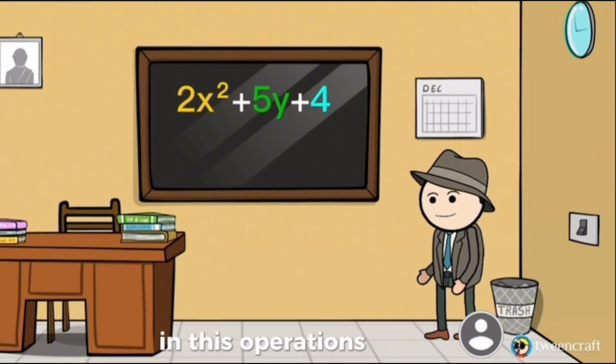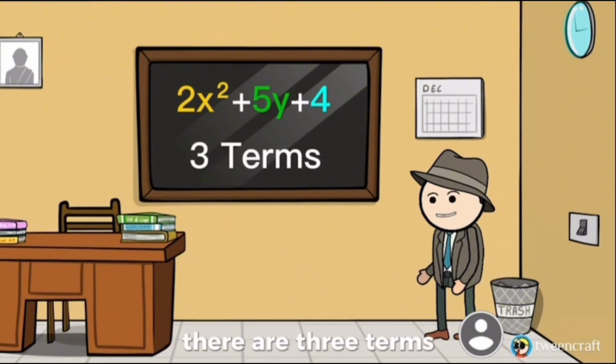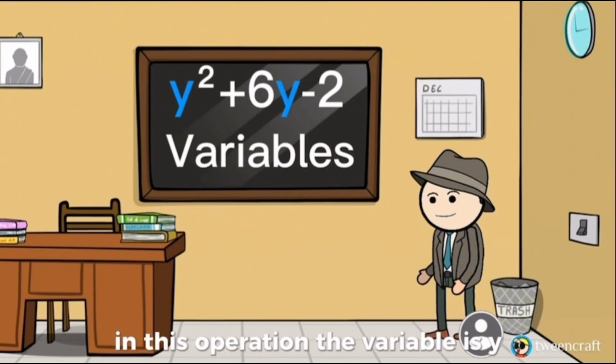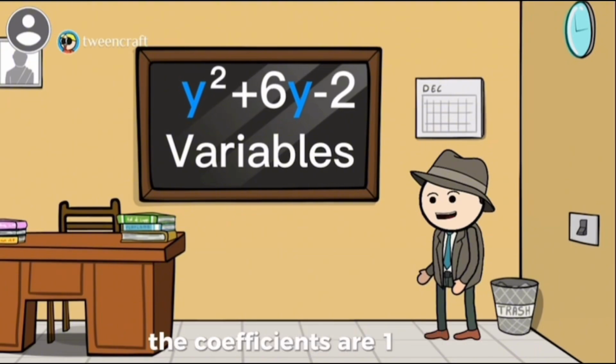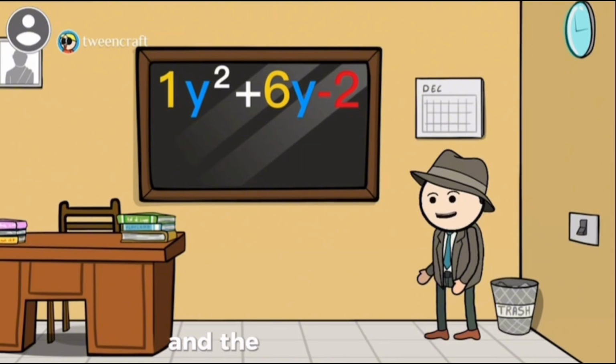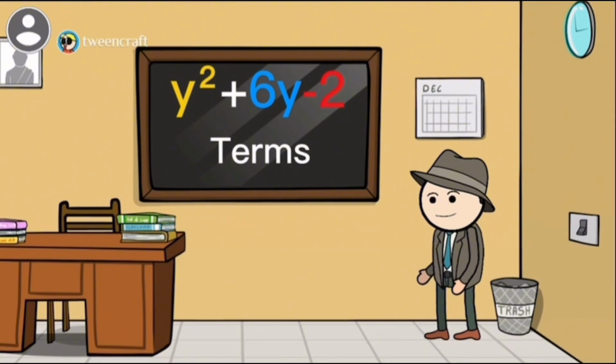In this operation there are 3 terms. In this operation, the variable is y. The coefficients are 1 and 6. The constant is -2. And the terms are 3.